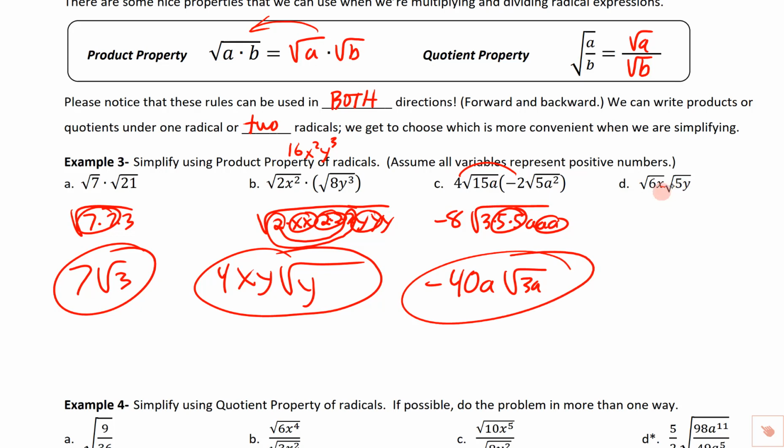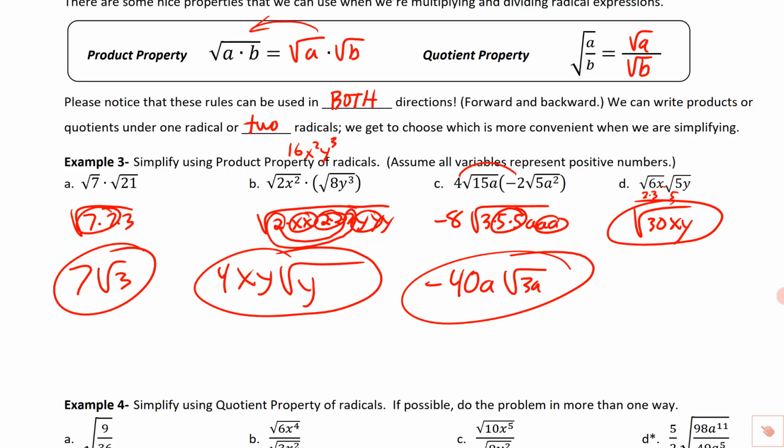And then here, again, we've got 2 separate radicals. Let's write it underneath one of them. Now, this would be a 2 and a 3, and that's a 5. We don't have any pairs of numbers, so we're just going to write that as a 30. And then we've got an x and a y, no pairs there. So this one, really the way we simplify it is just by writing it underneath one radical.